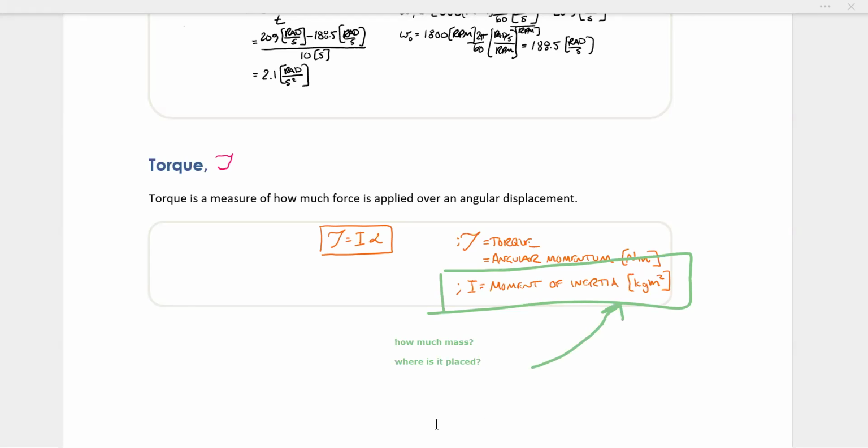Take a look at that formula. It says how much mass in kilograms and where is it placed in meters squared from the axis. It matters. So mass matters and distance from a spinning axis matters, and that's the definition of moment of inertia.